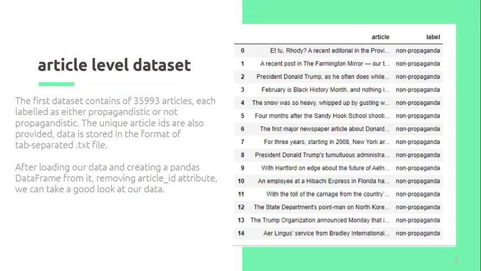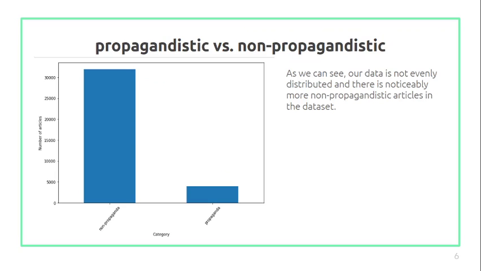Firstly, let's take a look at our dataset. It contains 35,993 articles, each labeled as either propagandistic or not propagandistic. The unique article IDs are also provided, and data is stored in the format of a tab-separated txt file. After loading our data and creating a pandas data frame for it, we remove the article ID attribute and now can take a good look at our data. Here is how it approximately looks.